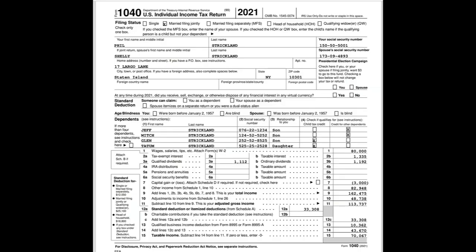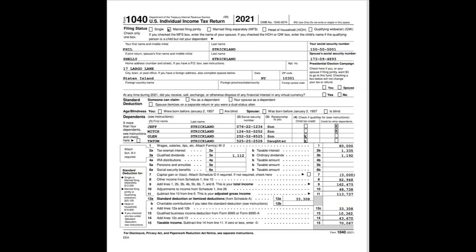All right, let's take a look at the 1040, because the CPA reg exam is going to make sure you know your way around an individual tax return. So, of course, the names and the social security numbers are all fictitious for Phil and Shelley Strickland, married filing jointly with their 4 kids.